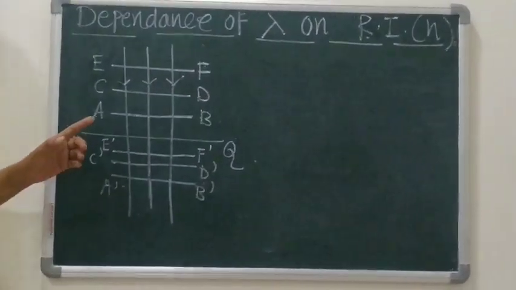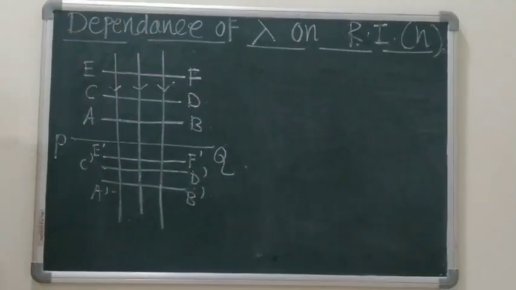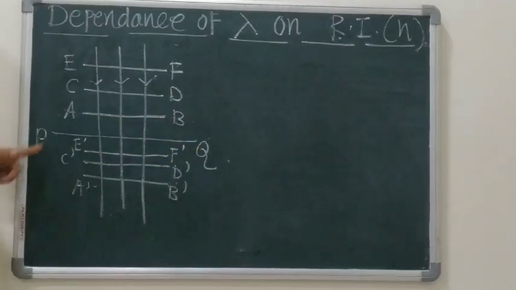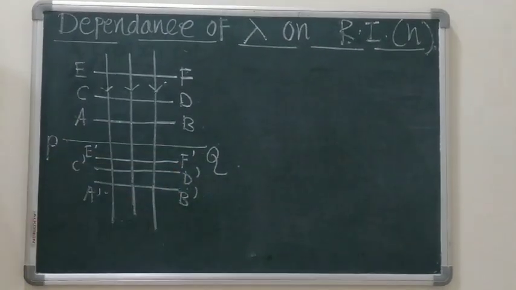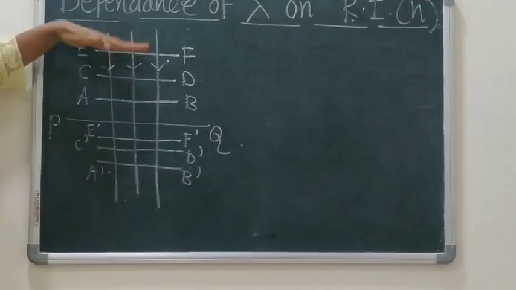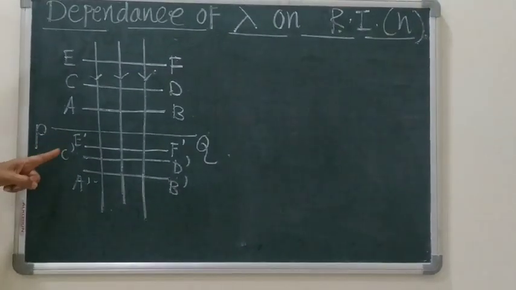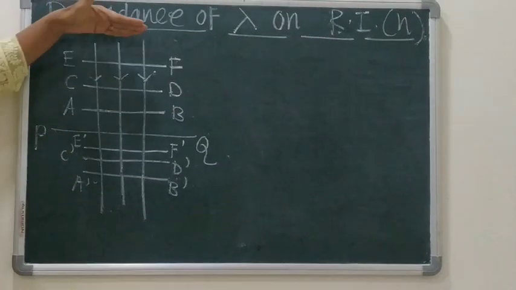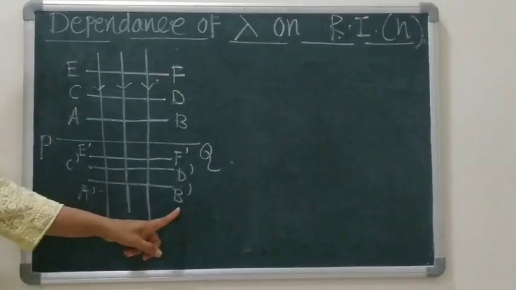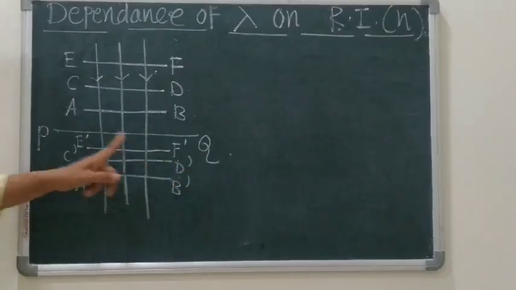See this. In this topic, we have to show how wavelength depends upon the refractive index. Therefore, consider this ray diagram. In this ray diagram, what is PQ? PQ is a refracting surface. And what are AB, CD and EF? They are the plane wavefronts. Then, in this second figure, when light rays travel from one medium to another medium, we get the second wavefronts, which are A dash, B dash, C dash, D dash and E dash, F dash.